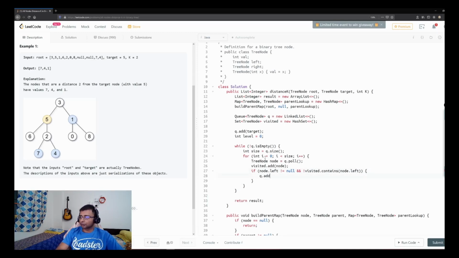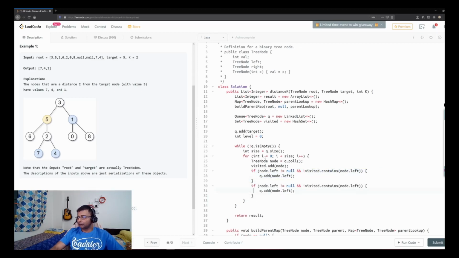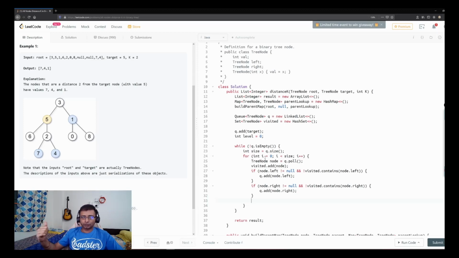So I'm going to add node.left if this condition is satisfied, and the same thing I'll be doing for my right side as well. For right also I'll check it should not be null and it has not been seen or explored earlier, and if both the conditions are satisfied, I am going to add the right node and the left node into my queue. Okay, now comes the time for the parent.